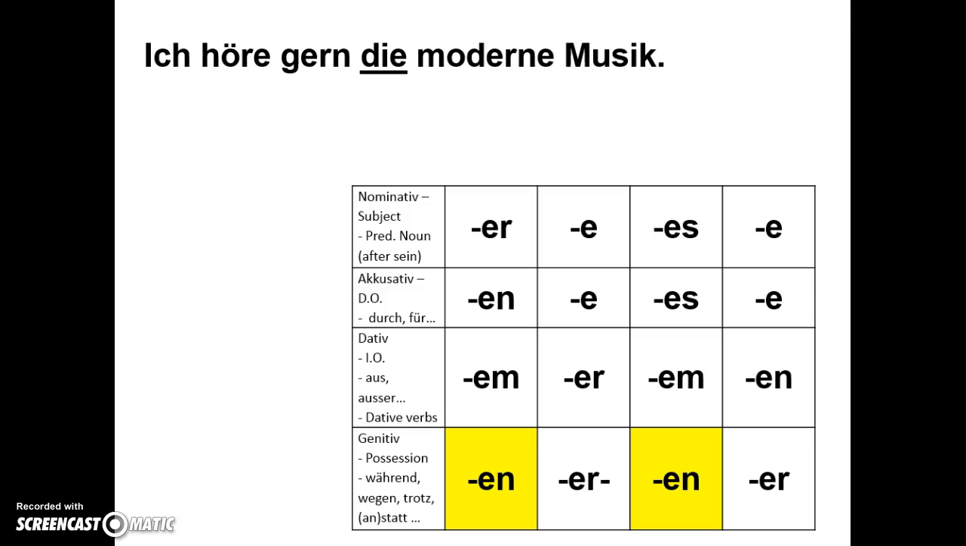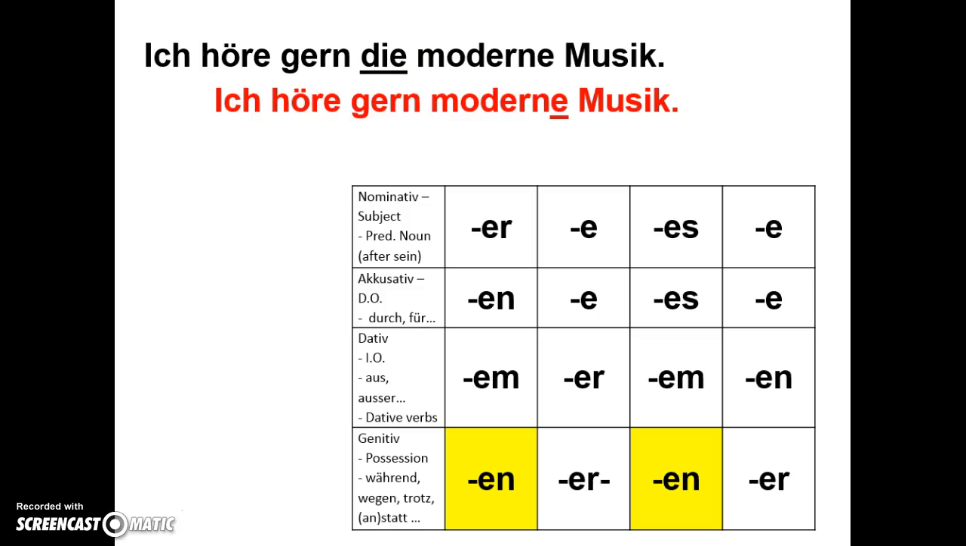You see the chart at the bottom, and I have a sample sentence. I say, Ich höre gern die moderne Musik. Well, if I want to get rid of this word die, and I just want to say I like to listen to modern music, I have to make sure that this word modern has an adjective ending on it that would look like that word die. So in that case, I would just write Ich höre gern moderne Musik.